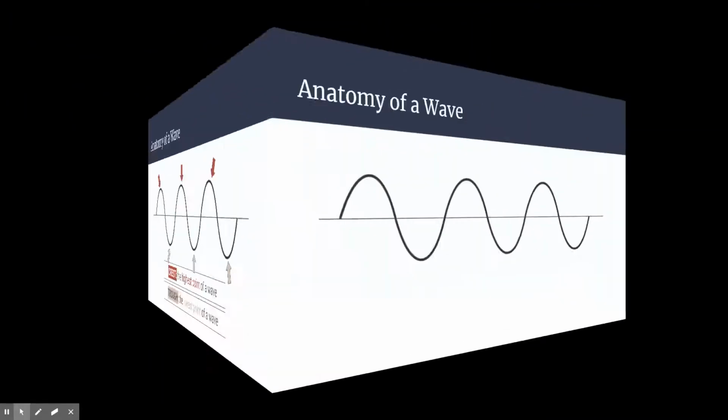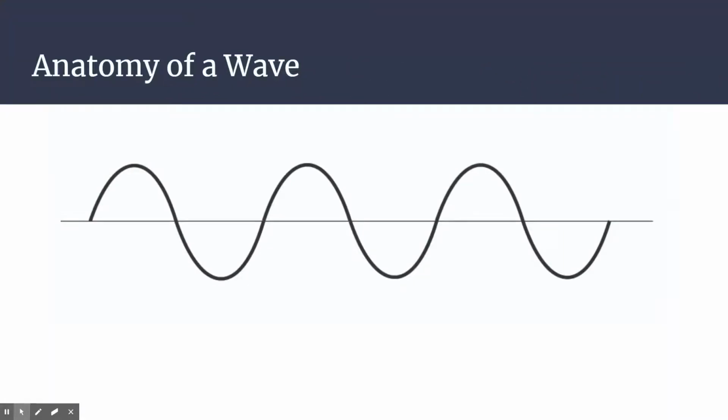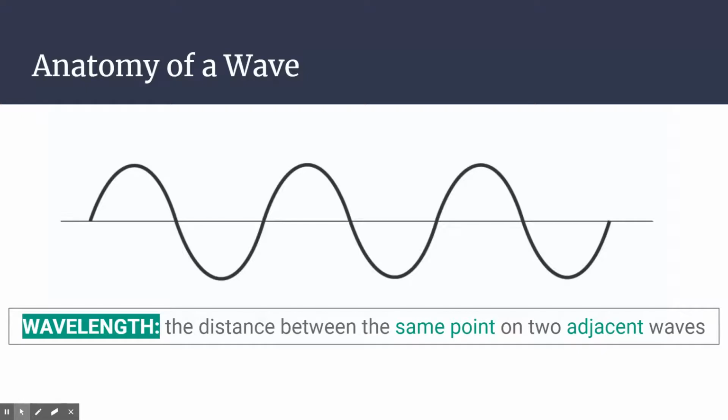Now let's talk about what makes one full wave. That would be called the wavelength. The wavelength is the distance between the same point on 2 adjacent waves, or it could be described as the length of one full wave. Now, one full wave is going to have one up and one down.